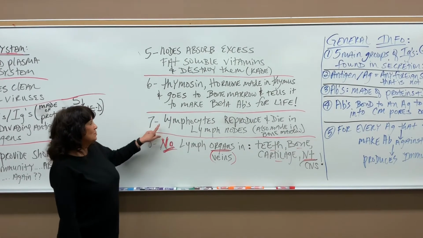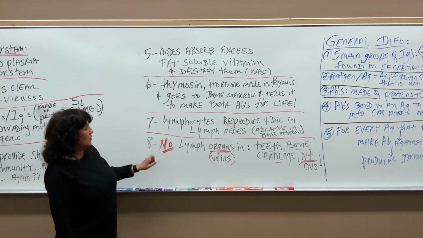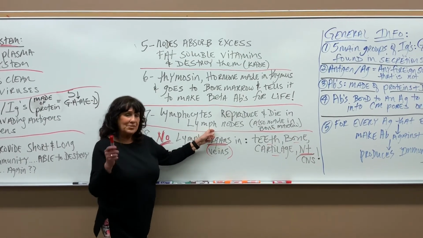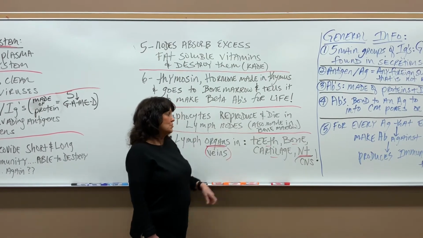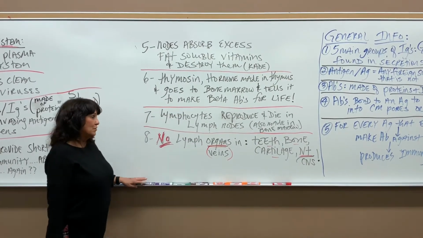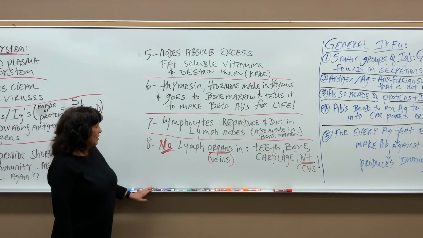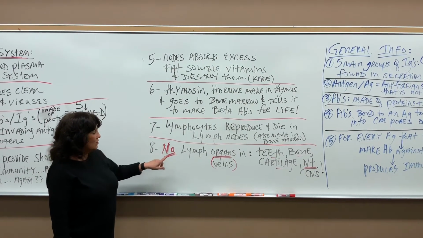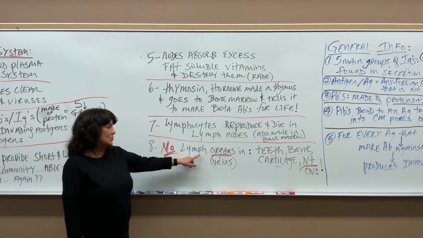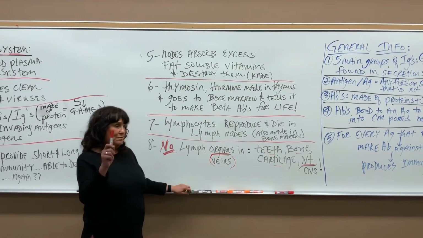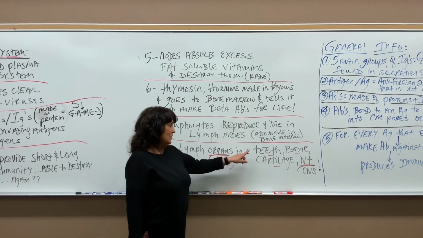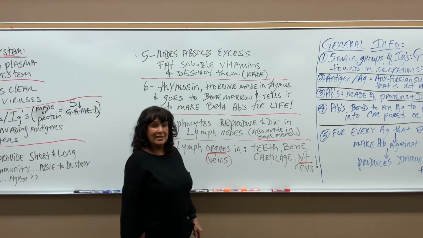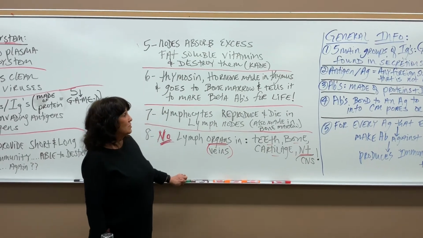All right, so number 7 function for the system is the lymphocytes reproduce and die in lymph nodes. Lymphocytes can also be made, of course, in the bone marrow with all the other blood cells and plasma as part of blood CT. All right, and then number 8, there are no lymphatic organs / veins, no lymph veins, okay, in the teeth, in bone cartilage, and in your nervous system, the CNS. Wow, and so that's a big one.